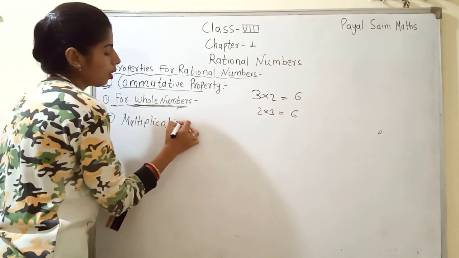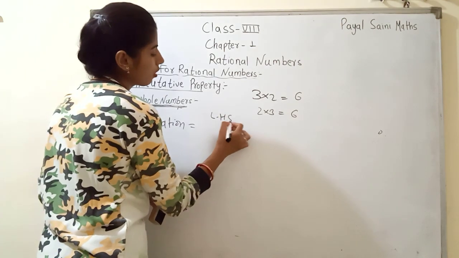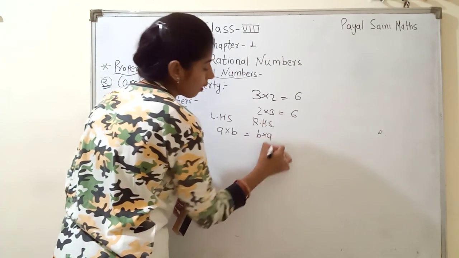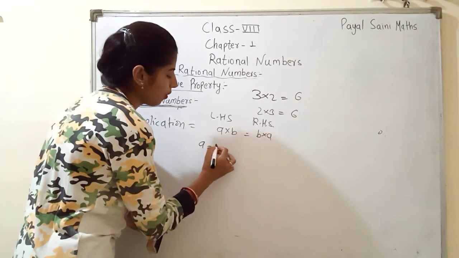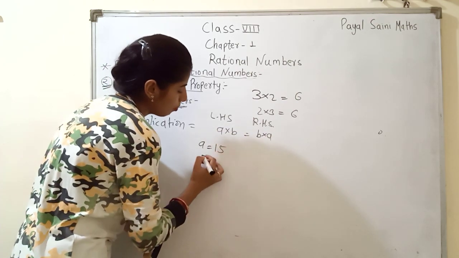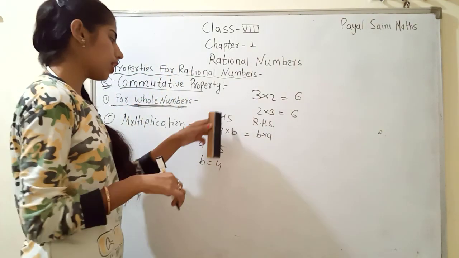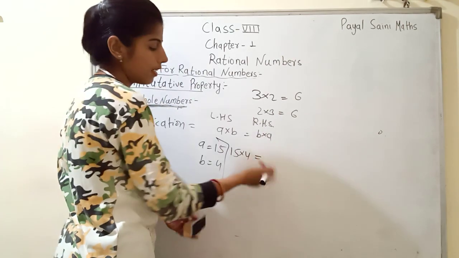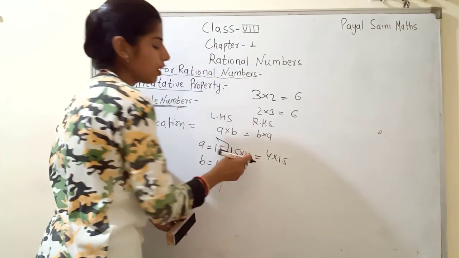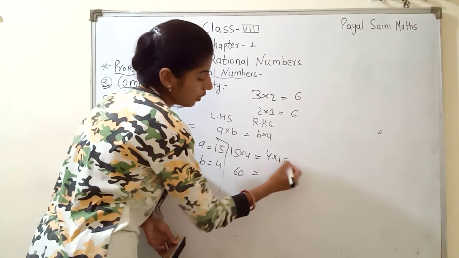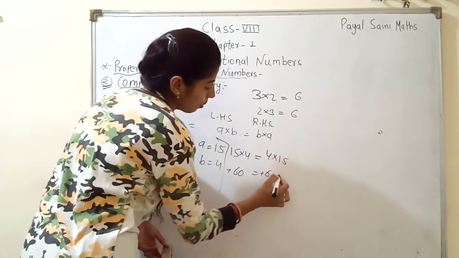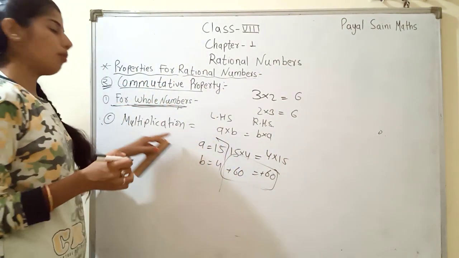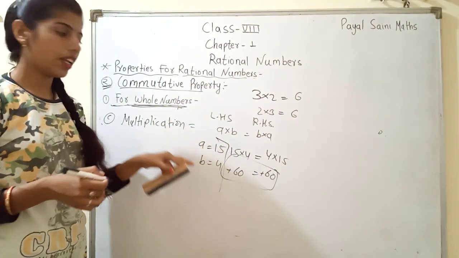For multiplication I write left hand side A into B equal to right hand side B into A. I write A value is 15 and B value is 4. Now we check the left hand side, 15 into 4, and the right hand side is 4 into 15. 15 fours are 60 and 4 into 15 is also 60, and both are coming plus. Then we can say in whole numbers for multiplication commutative property is verified.